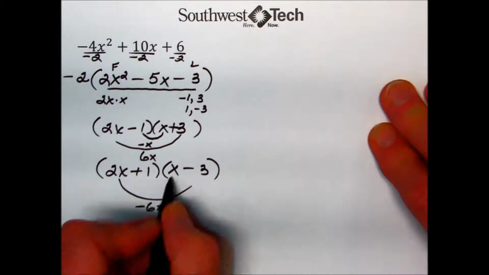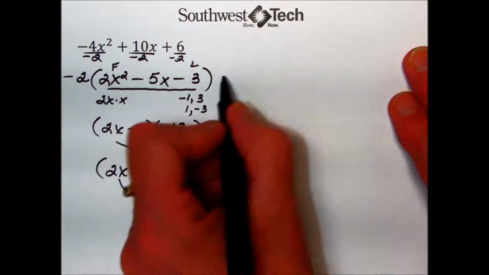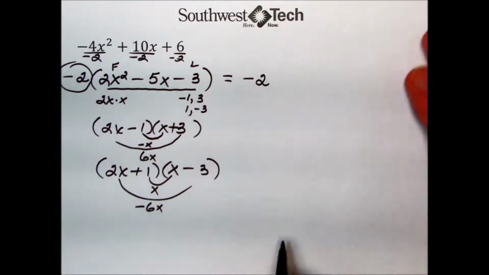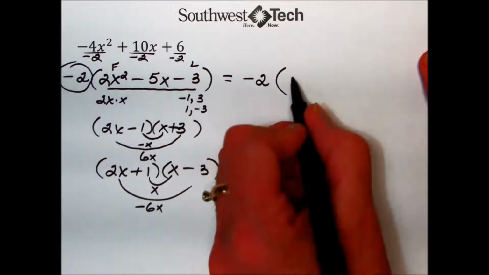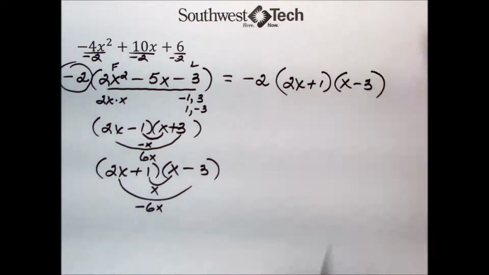Outside, we would get a negative 6x. Inside would be an x. There we go. We've got our negative 5x. So our final answer is, don't forget, the original greatest common factor of negative 2, and replacing the trinomial, we will write 2x plus 1 and an x minus 3.